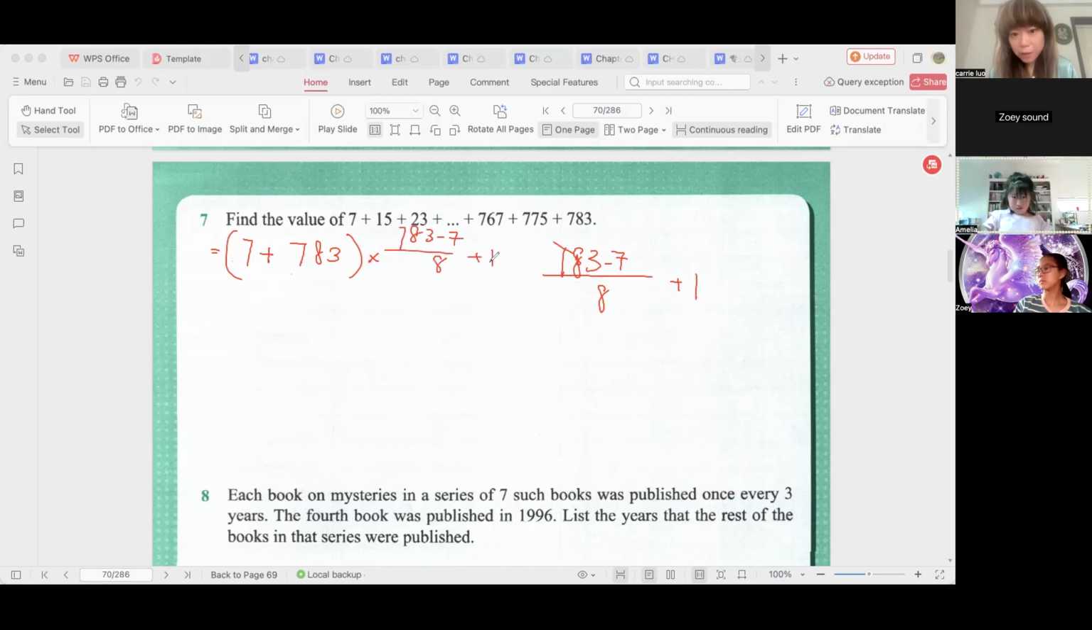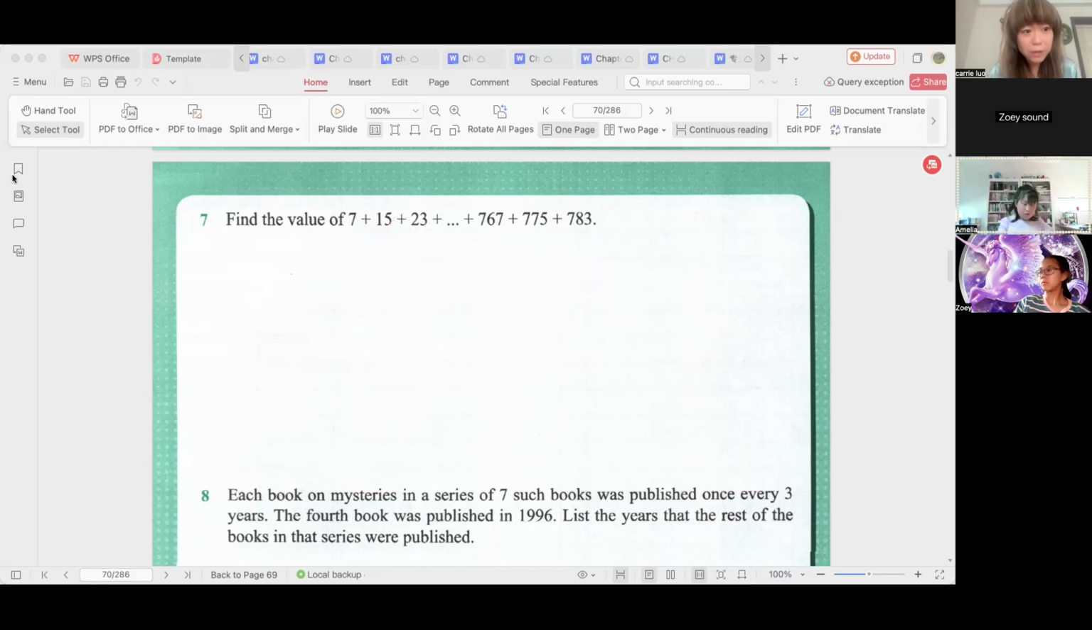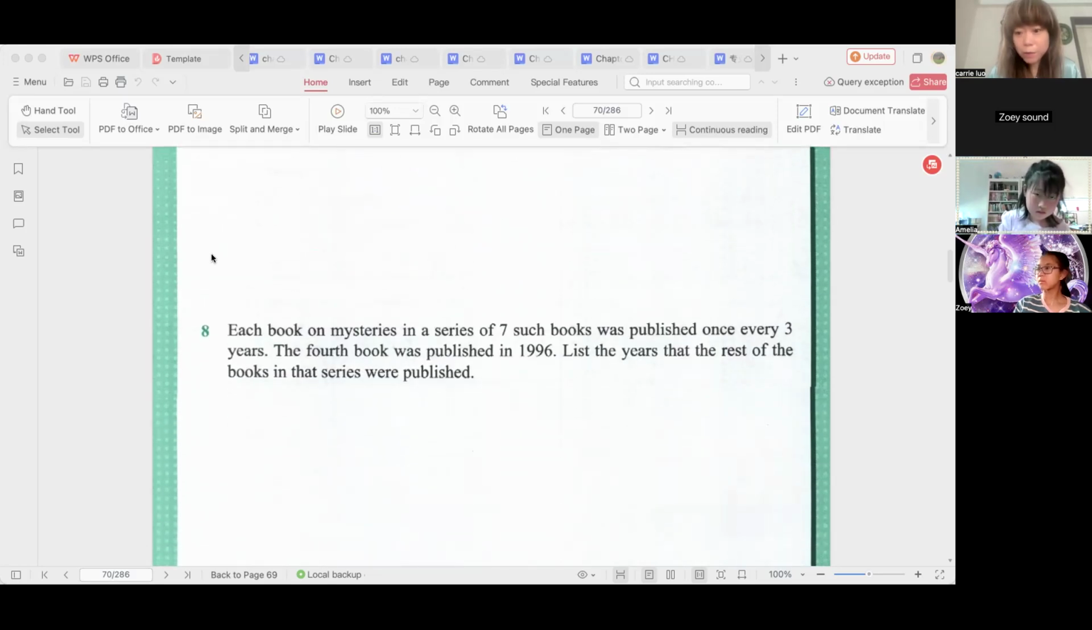But Zoe and Amelia, remember, we need to bracket and divide by 2. So this one is 790 times, 780, sorry, 776 divided by 8 plus 1, divided by 2. We can just divide it by 2 here. Okay, so we're not going to spend time on the calculation, but we move forward to the word problem.